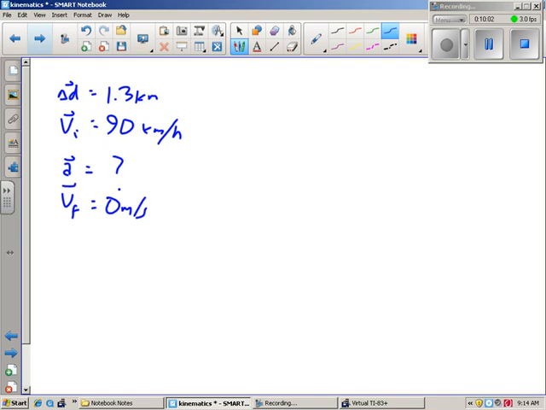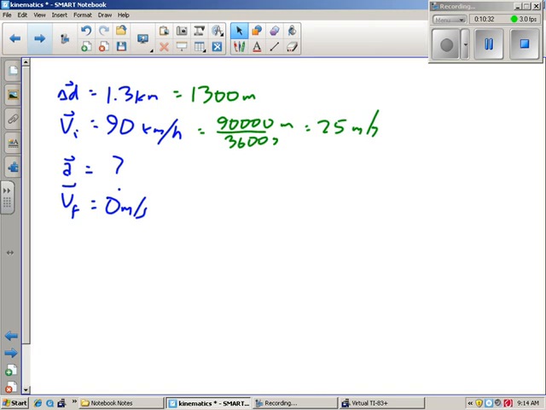Let's do our conversions here now. First one's easy. 1.3 kilometers in meters is what? 1,300. 1.3 times 1,000 gives us 1,300 meters. Second one's not quite as easy, but you guys are getting really good at this now. 90 kilometers per hour is the same as 90,000 meters divided by 3,600 seconds. And that's going to give me 25 meters per second. All right, which equation do you want to use? Go ahead, Tanner.